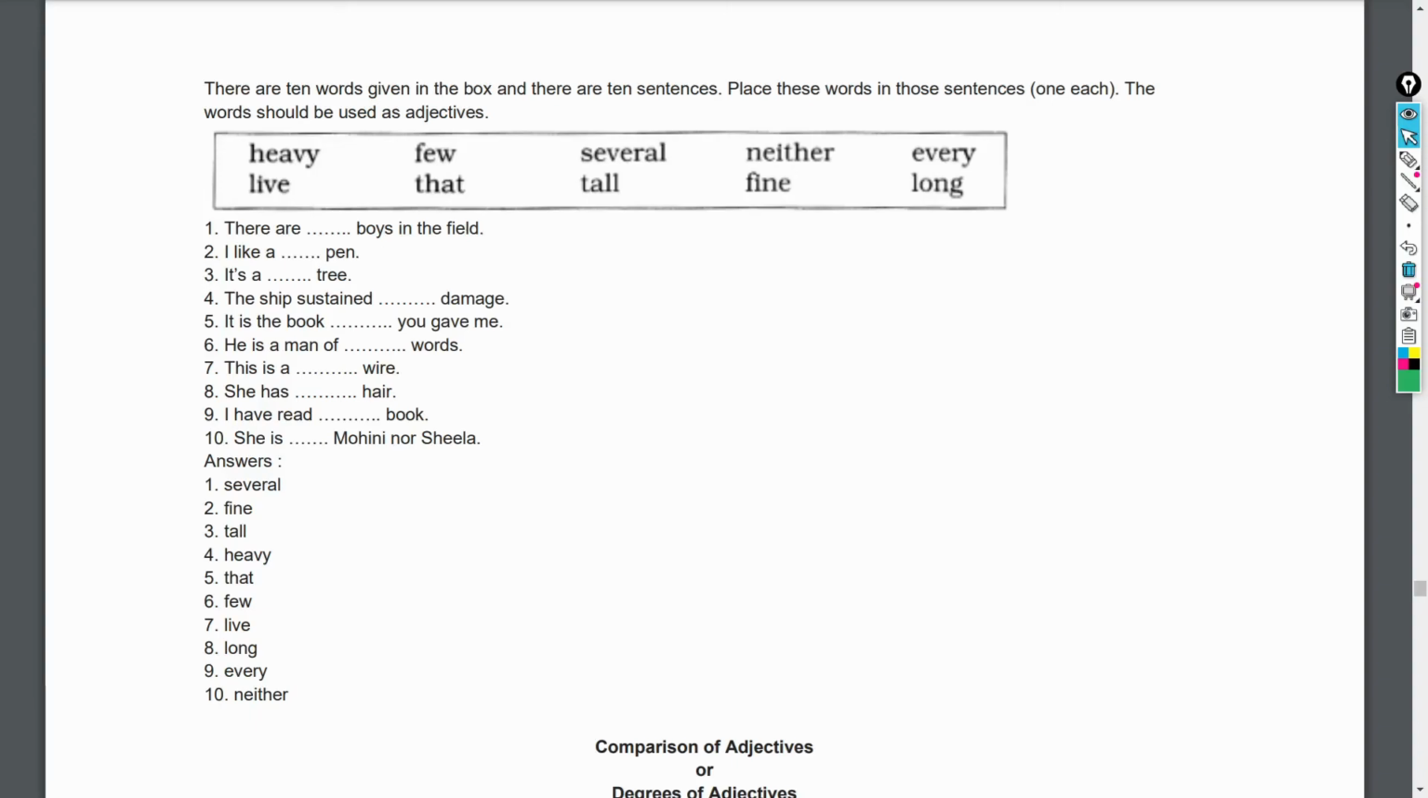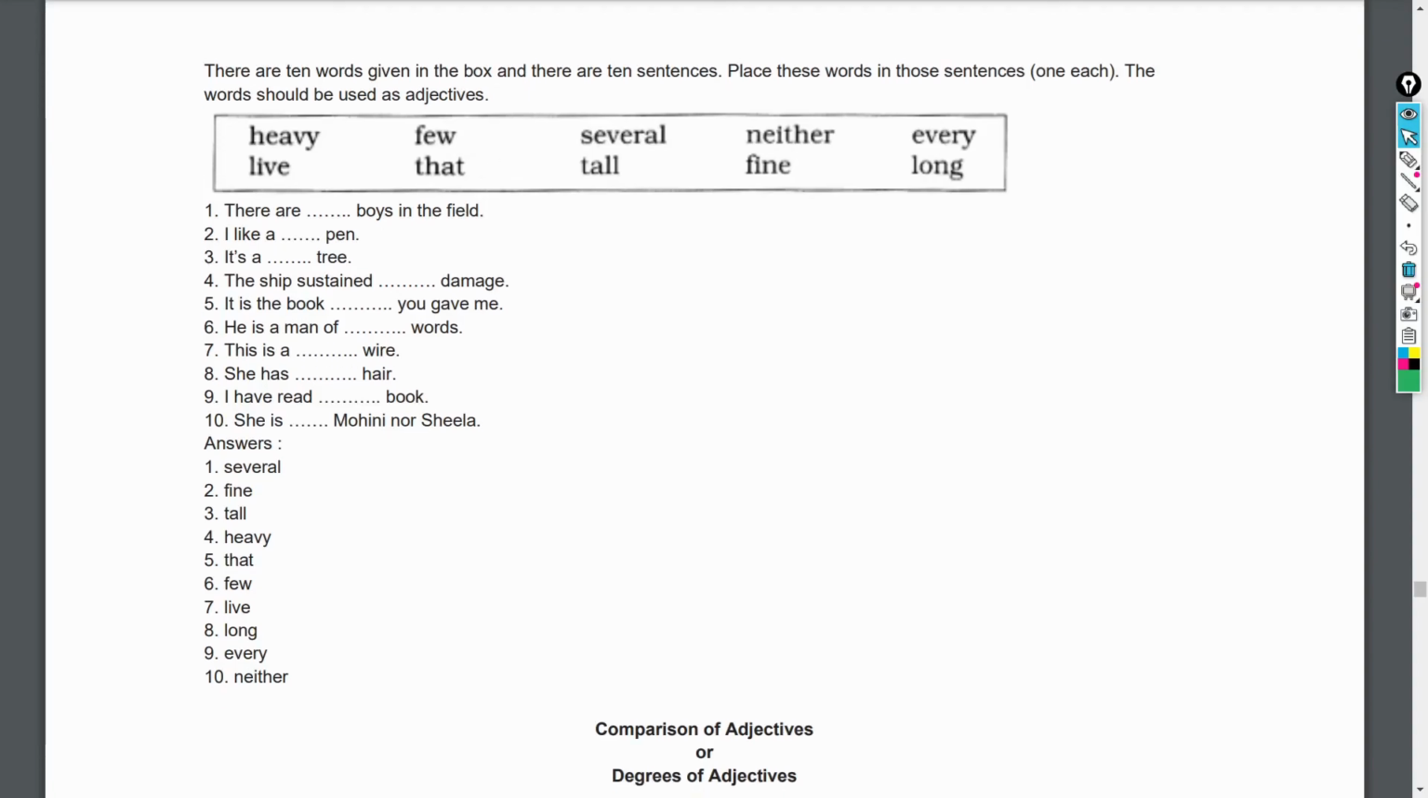Next one, it is the book dash you gave me, that you gave me. Therefore, this is a dash wire. So this is live wire. Live wire means electricity is passing through it. Live, it will be pronounced as live.